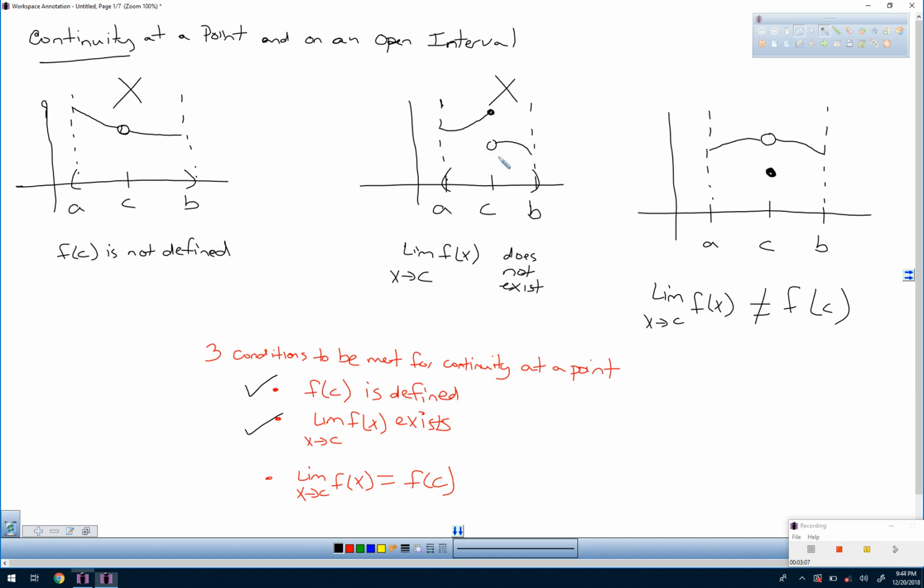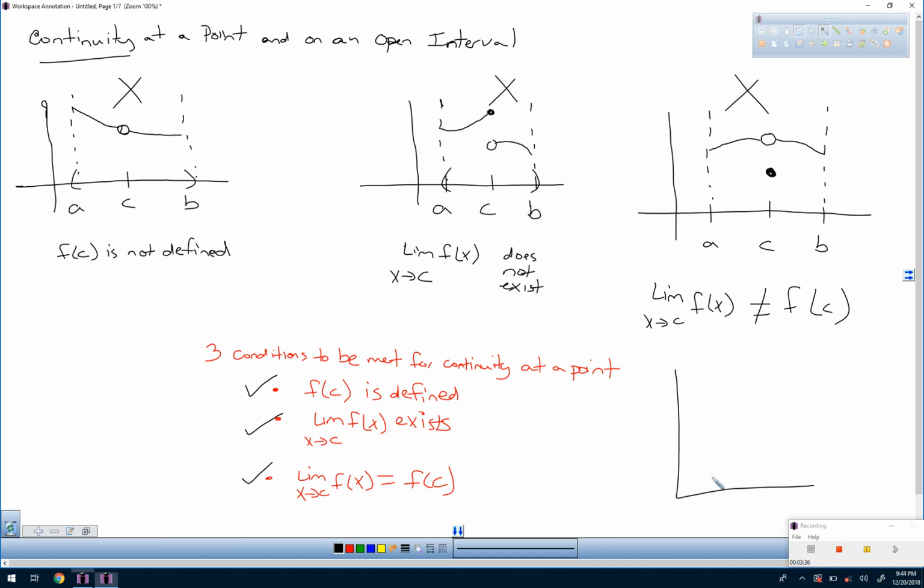That did not happen here. So here's the kicker. Even though the limit does exist here, this was not continuous because the function was not defined. Over here, the function was defined, but the limit did not exist, so this was not continuous either. And finally, even if the function is defined and even if the limit exists, they have to equal each other. And that's why this one did not pass, because even though the function is defined, and even though the limit does exist, the function is not defined where the limit exists.